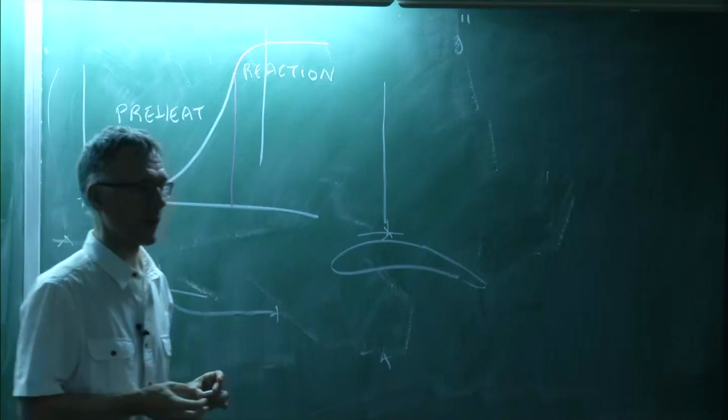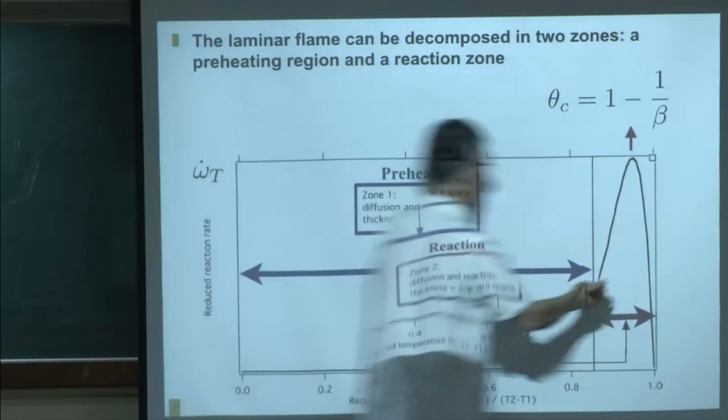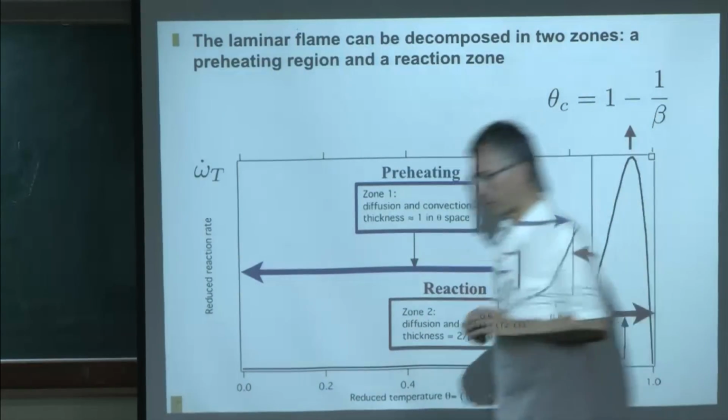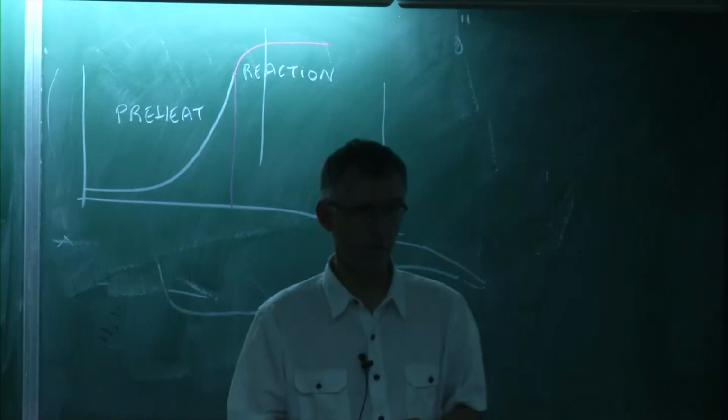We're going to do the same thing. We're going to solve equations in this zone from here to there. Then we're going to solve equations in this zone, and then we're going to match them. That's the method of asymptotic expansion, matching expansions here. And this is what you use for flames. So I'm going to do that.